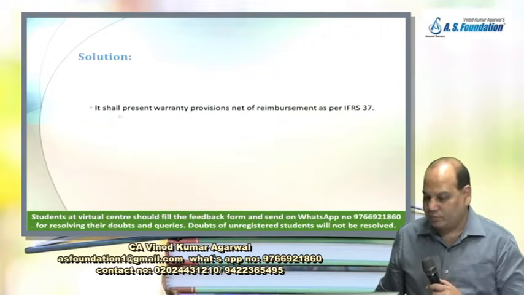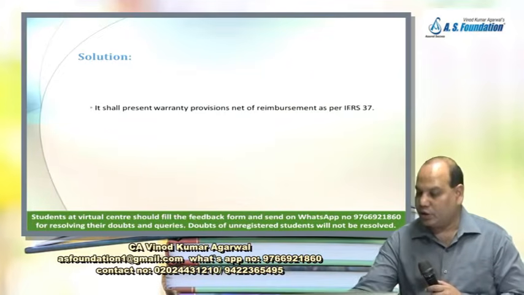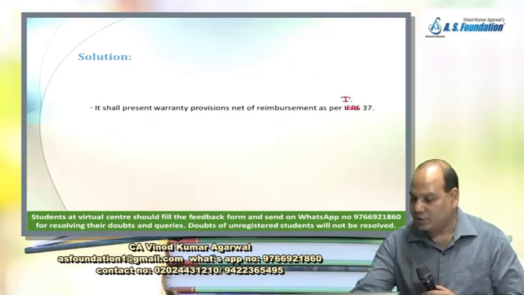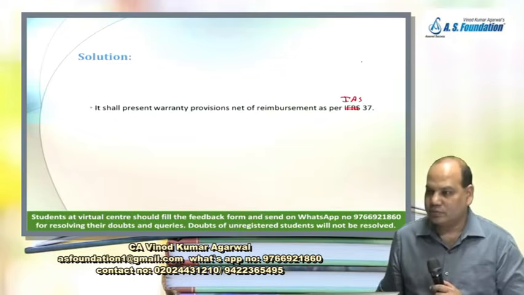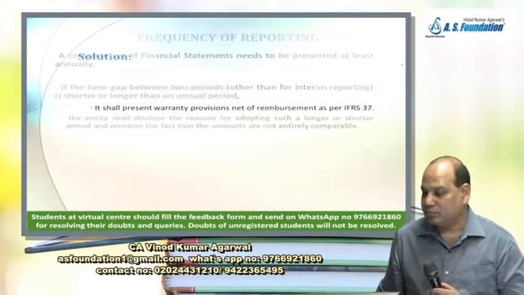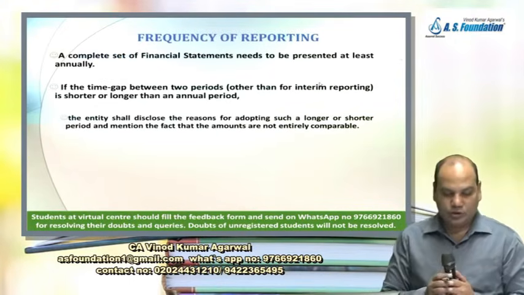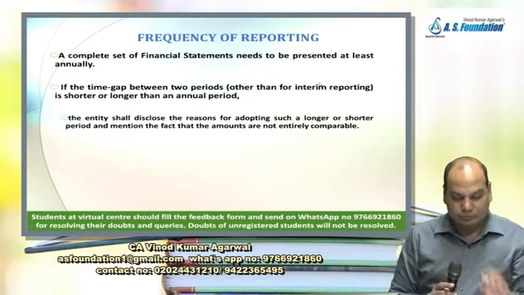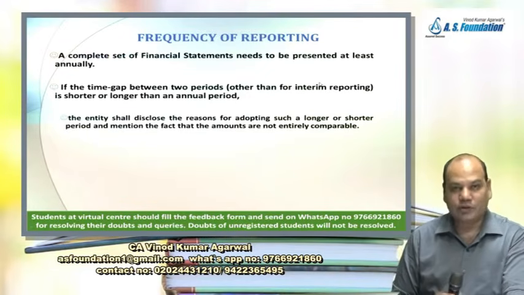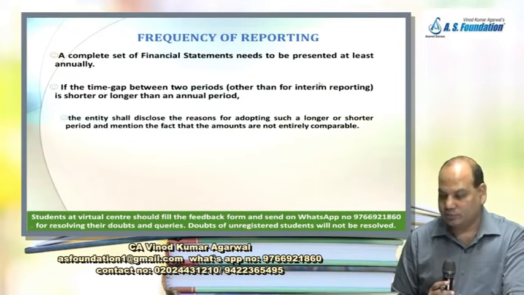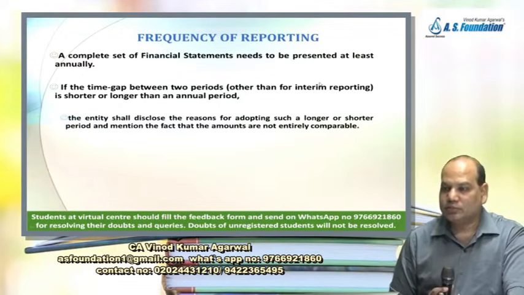So it shall present provision net of reimbursement as per IAS 37. So this is my 5th item. What is the 6th basic feature of financial statements? Frequency of reporting. As per this standard, the frequency of reporting is annual, at least annual, once in a year.